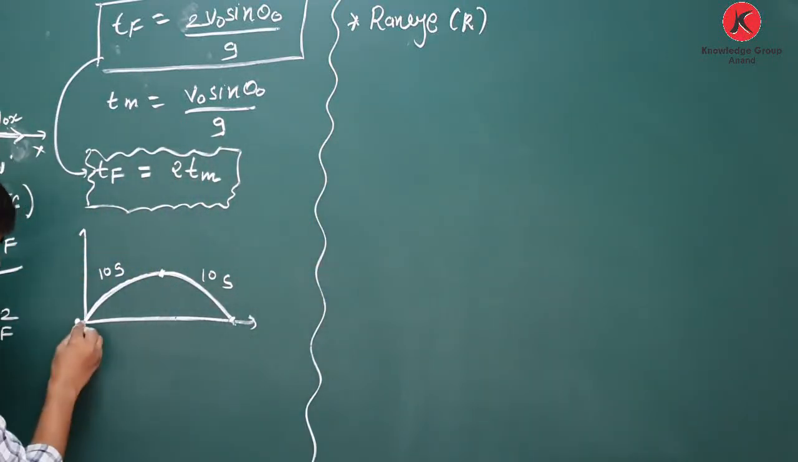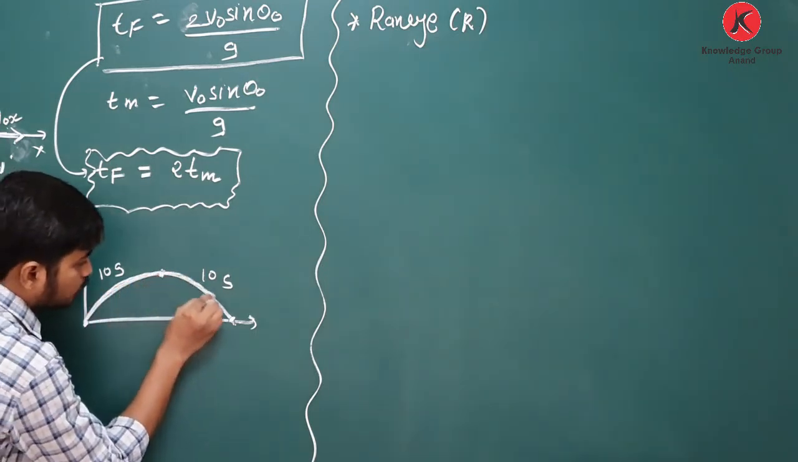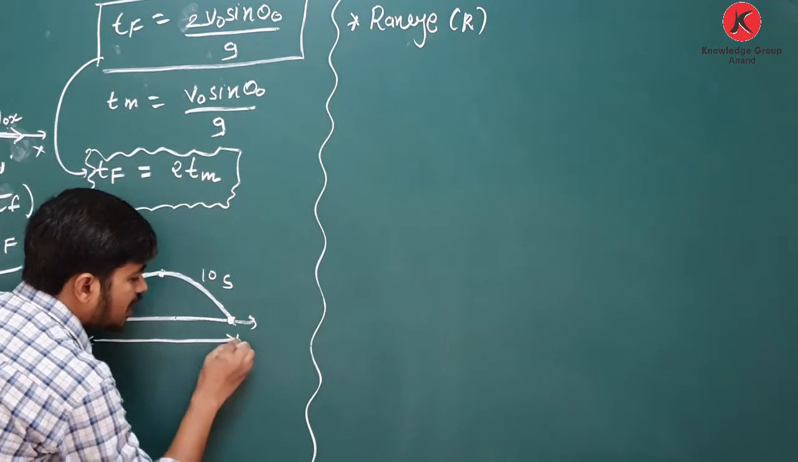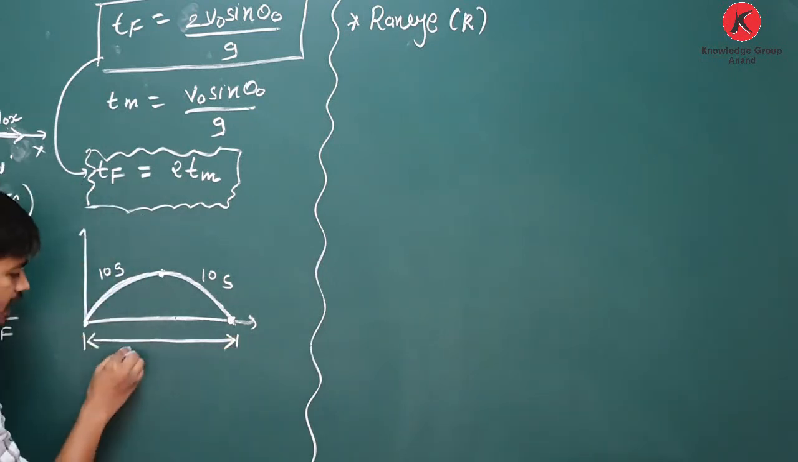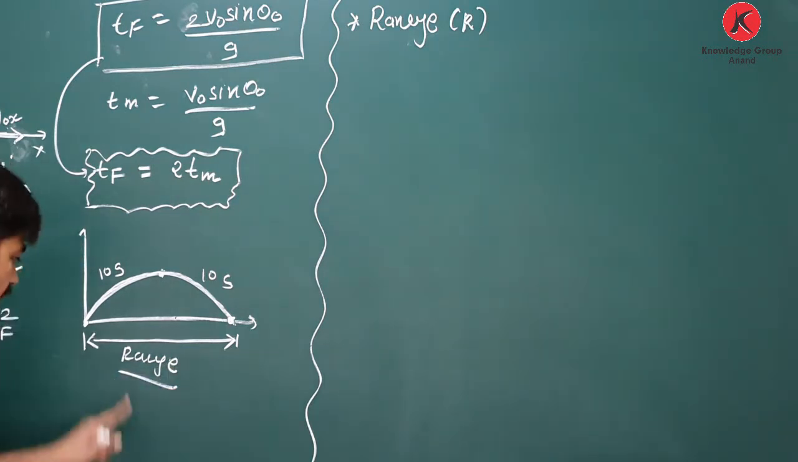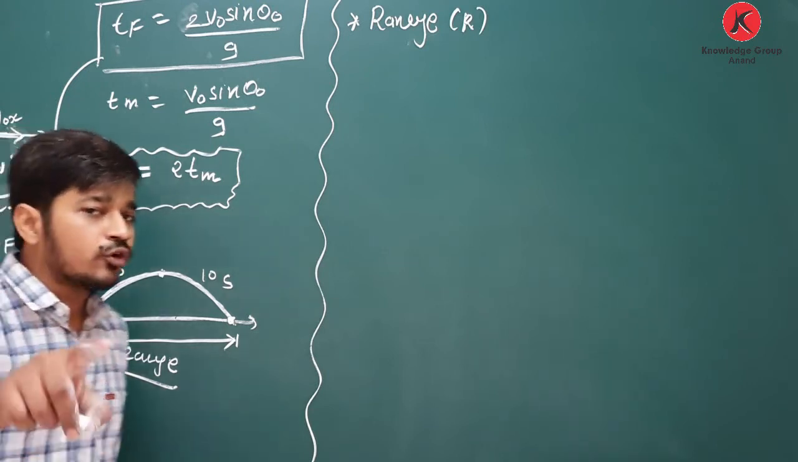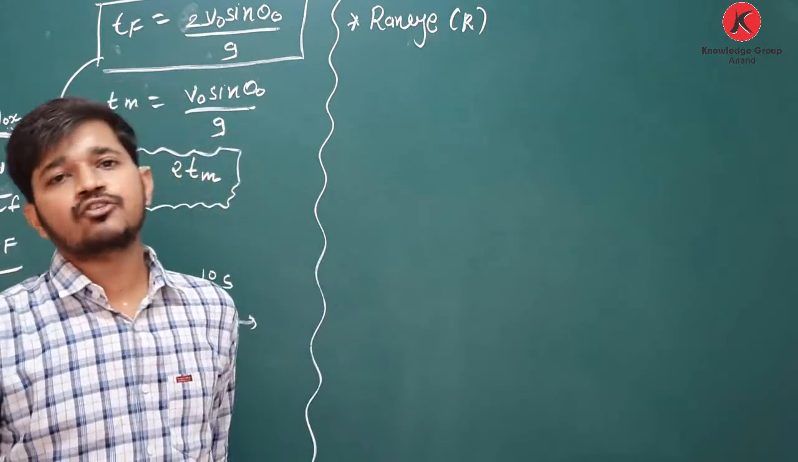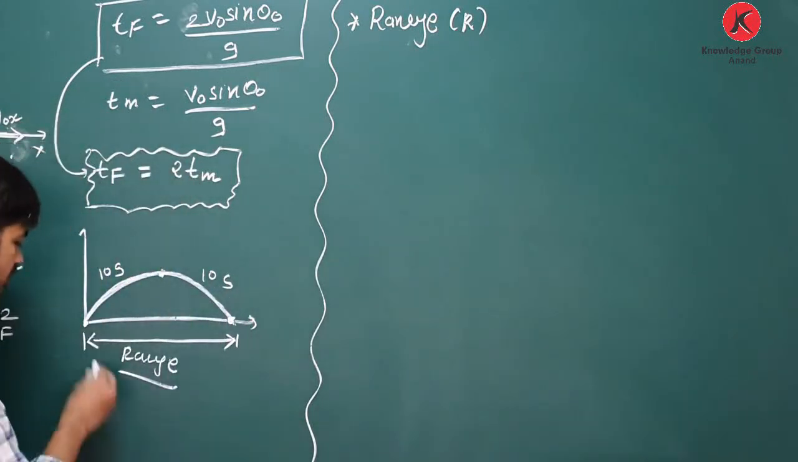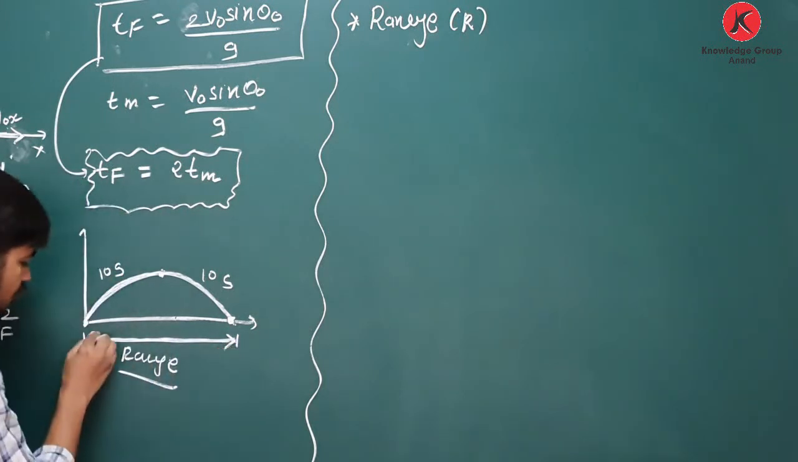Here, if I throw an object from this point and it again comes back to the ground at this point, yes or no? Then it is called its range. This horizontal distance traveled is called range. And horizontal distance means which coordinate? X coordinate or Y coordinate? Yes, it is the X coordinate. So see, this distance is called range.